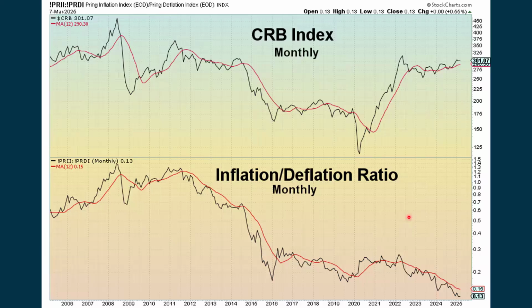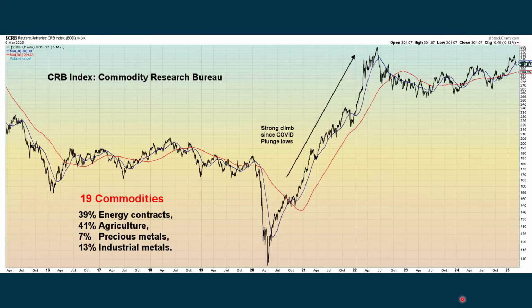Then we keep an eye on inflation. This is a monthly chart of the CRB index, which are commodities. We're still above the moving average, but it hasn't really been going up all that much. And then we look at a ratio of inflation to deflation, where for the most part, this still is going down, meaning that inflation, according to the long-term chart, is not really a problem, even though we're hearing lots of murmuring about inflation fears in the market right now.